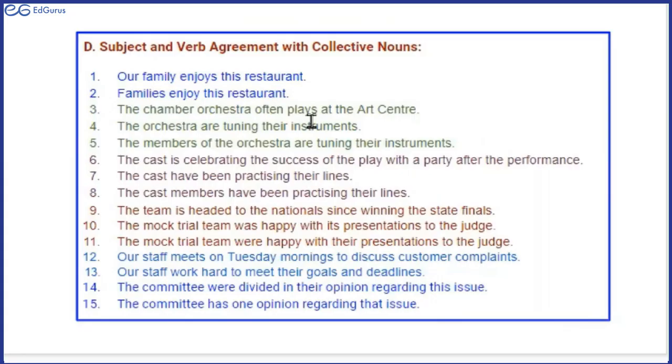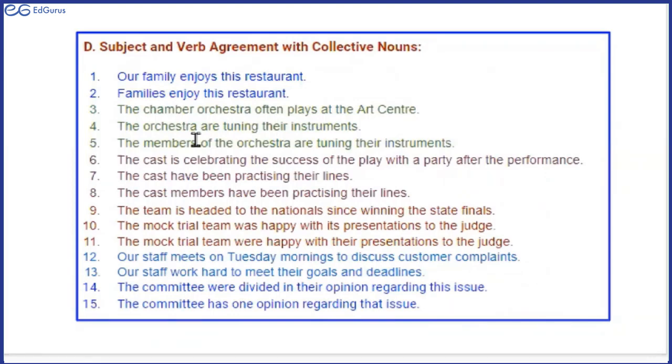When you choose the appropriate verb, at the same time you also have to think of the number of the verb, whether it has to be a plural verb or a singular verb. That time you definitely see the subject, but along with the subject, the remaining sentence should also be seen. If it is written here, their instruments, then you would say the orchestra are tuning. If it is the orchestra dash tuning its instruments, then you would write is tuning.